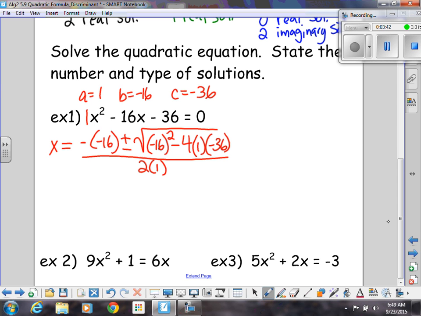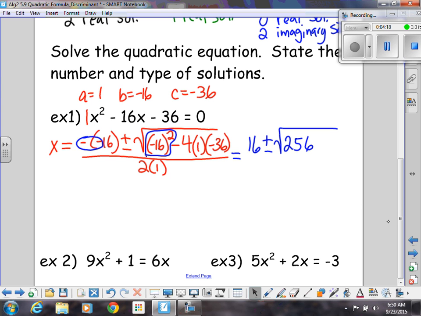Now you could use your calculator to help you do these calculations, or you could do it by hand. Just depends on how good your mental math is. So the first thing we're going to do is simplify. I've got a negative times a negative. That's going to be a positive 16. Then I'm going to work underneath the square root. When I do negative 16 squared, since that negative is always going to be inside the parentheses, that number in that location will always be positive. So negative 16 squared is going to give me positive 256.